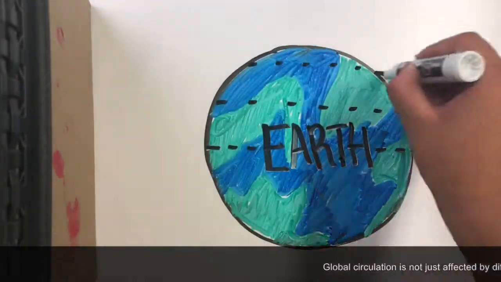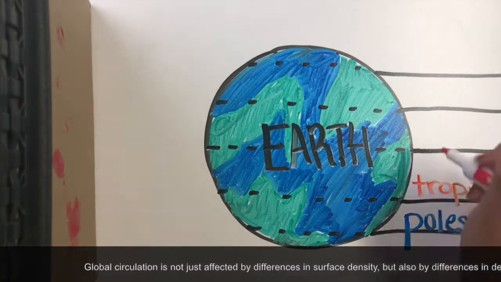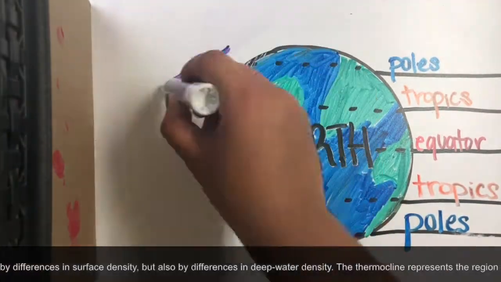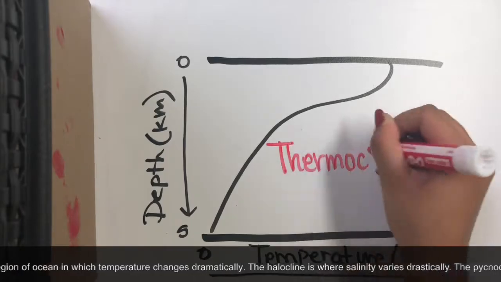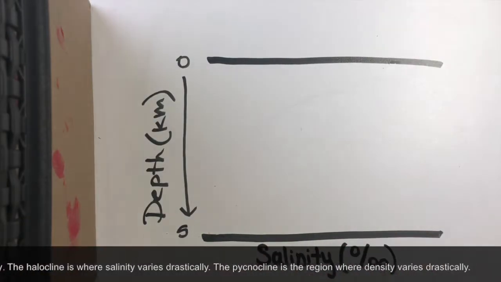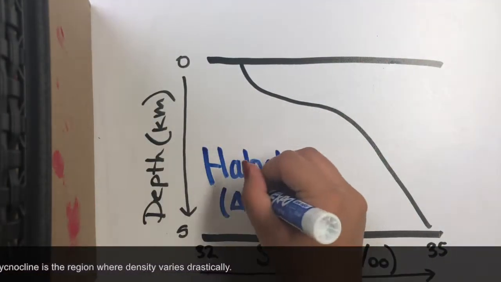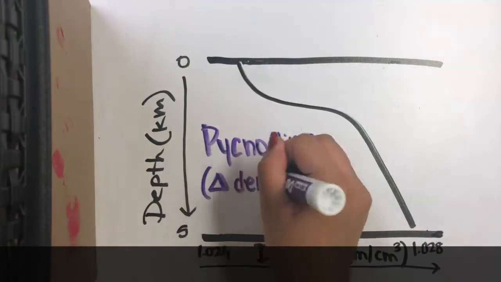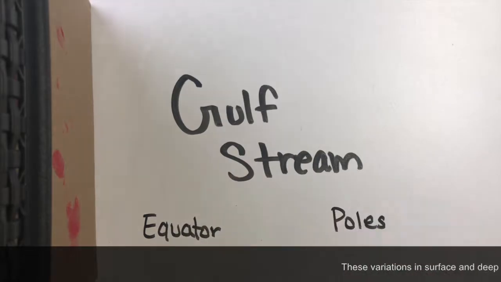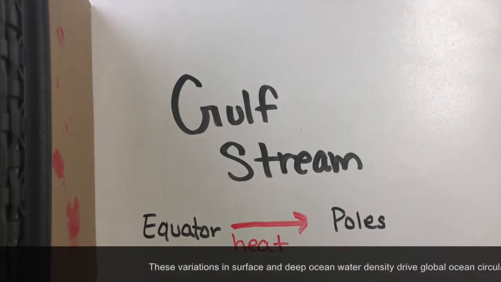Global circulation is not just affected by differences in surface density, but also by the differences in deep water density. The thermocline represents the region of the ocean in which the temperature changes dramatically. The halocline is where salinity varies drastically. Surface waters in the tropics are the saltiest. Pycnocline is the region where density varies drastically. These variations in surface and deep ocean water density drive global circulation.